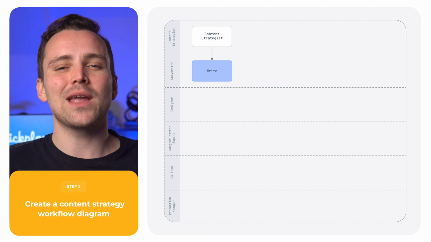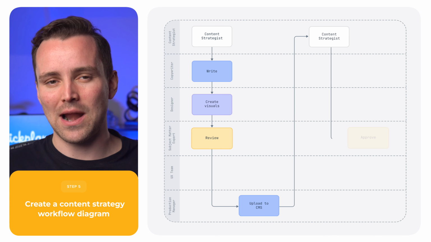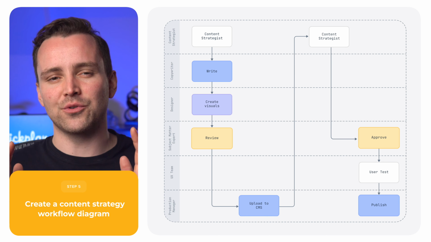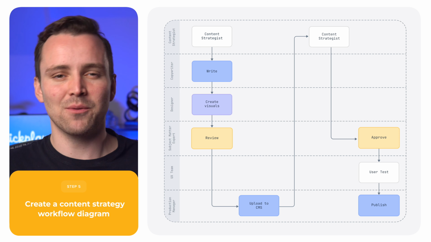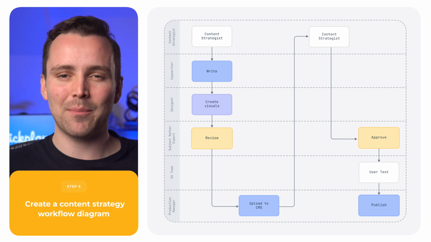Step 5. Create a content strategy workflow diagram. Visualize your workflow to spot bottlenecks and optimize processes. Our diagram maker can be your creative ally here in mapping this out.